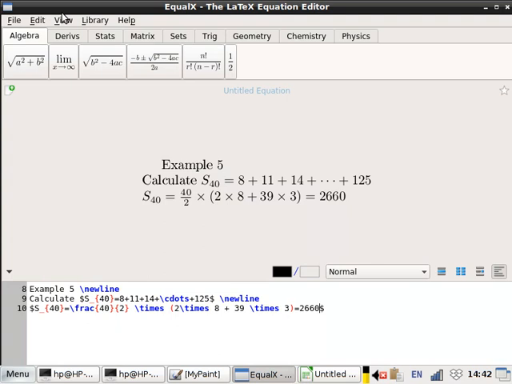What if we did the second formula? What do you mean? First plus last? Yes. So if you did the second formula, first plus last would be 8 plus 125. So 133, is it? And then it's multiplied by 20.